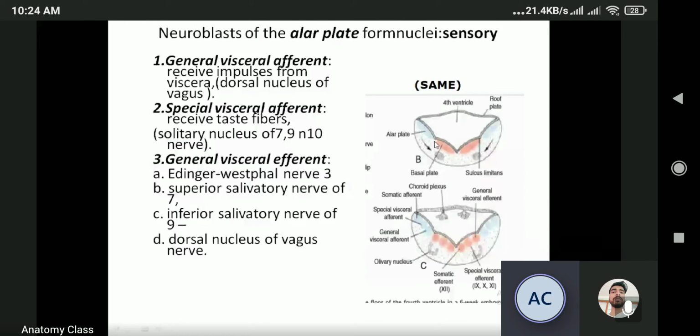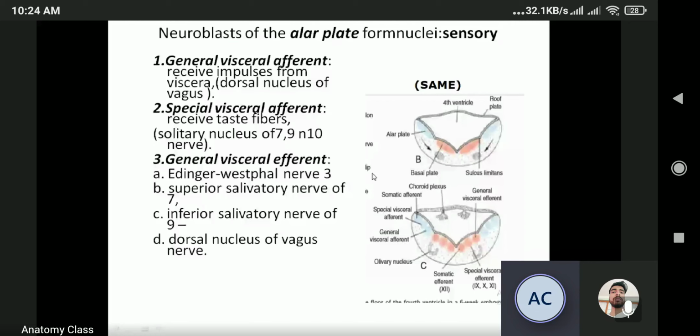After that, what will happen in the alar plate? Neuroblasts of the alar plate form the sensory nuclei. What are they? Look at it. This is general visceral afferent, special visceral afferent, and another is general somatic afferent. These are the three structures. Okay, so you go through it.